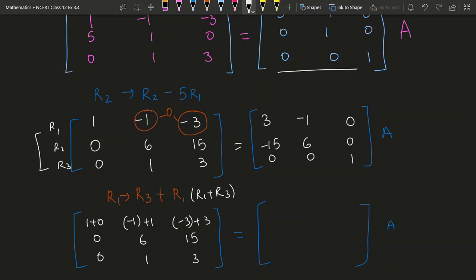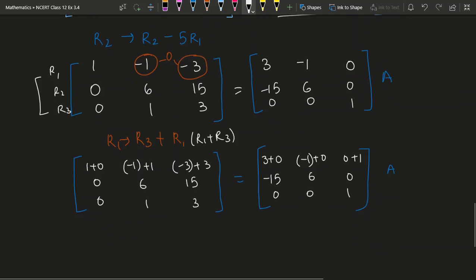And in the case of the second matrix right here, you are doing the same. So you're adding 3 plus 0, -1 plus 0, and 0 plus 1. And then for the second and third rows, you're just leaving them as they are. You don't do anything to them. And if you compute the entries, 1 plus 0 is just 1. -1 plus 1 is 0. That was the intent that we had. And -3 plus 3 is 0.